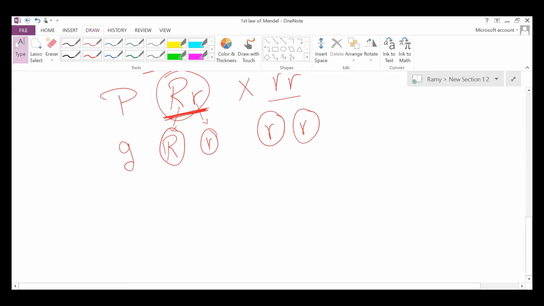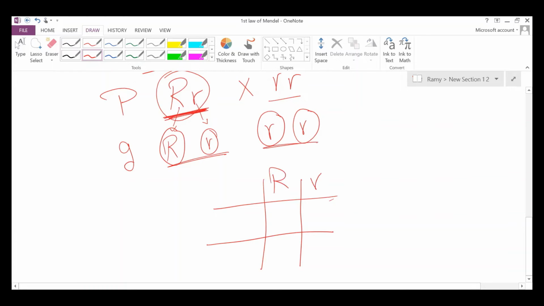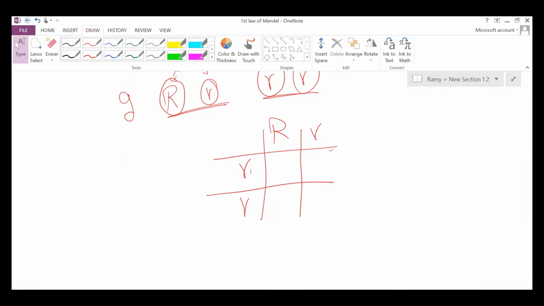If we do it in Punnett square, like this, it's very simple. Here we write R capital, R small. This we write it here, R small, R small. And then if we want to write the first box here, we take the first with the first, so R capital, R small. And this one with this one, R capital, R small, the same thing. Then we take R small with R small. And at the end, we have R small, R small.